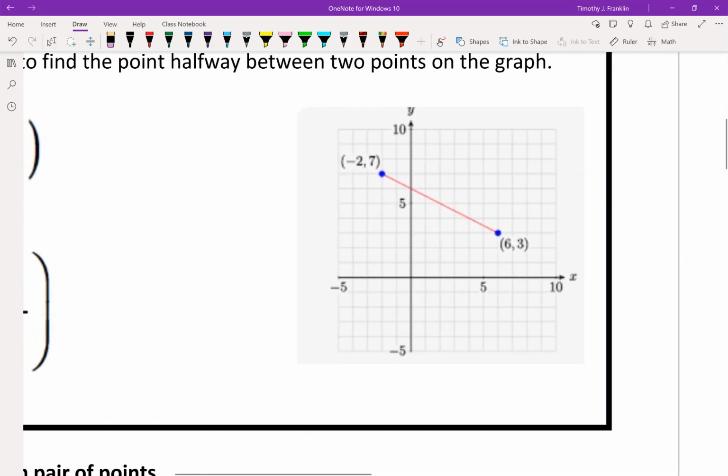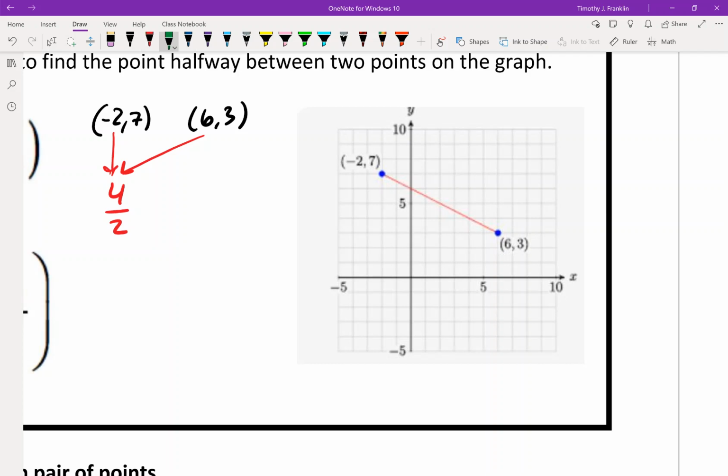So in this example, we have negative 2, 7 and 6, 3 as the endpoints of our line segment. So to find the new x value, we're going to add those two numbers together. 6 plus negative 2 is 4, and we'll divide by 2. And then to find the midpoint y value, add these numbers up. 7 plus 3 is 10, divided by 2. And so our midpoint is 2, 5. 4 divided by 2 is 2, and 10 divided by 2 is 5.